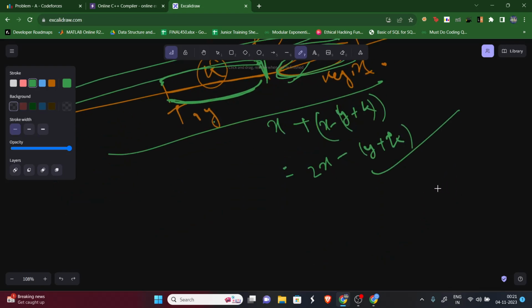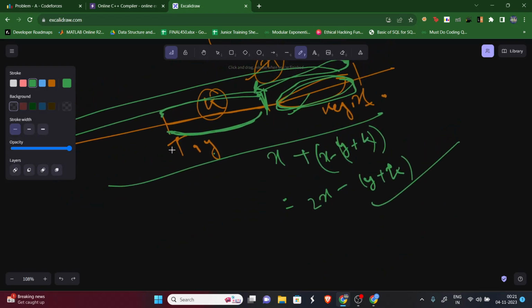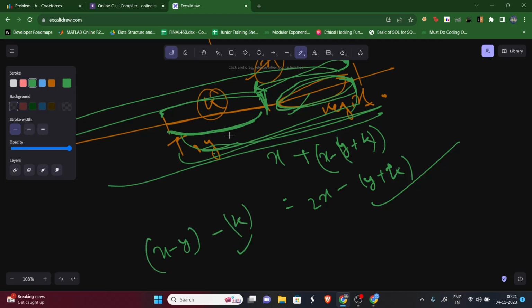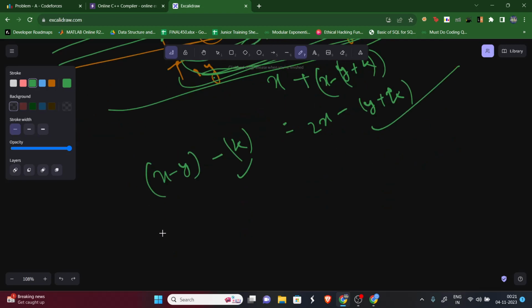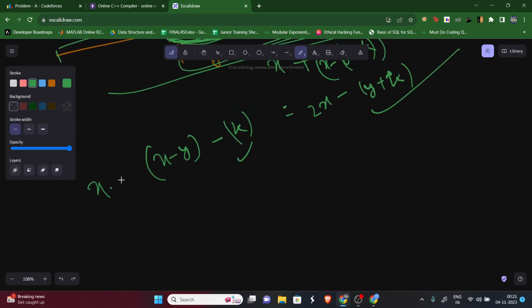Or we could have also checked the absolute difference between them, that is x minus y. And we can simply subtract k from here, because we can move this treasure by k units. So in this scenario we can simply write return x plus x minus y minus k, and eventually it will also turn out to 2x minus y minus k. Okay, so that was the solution.